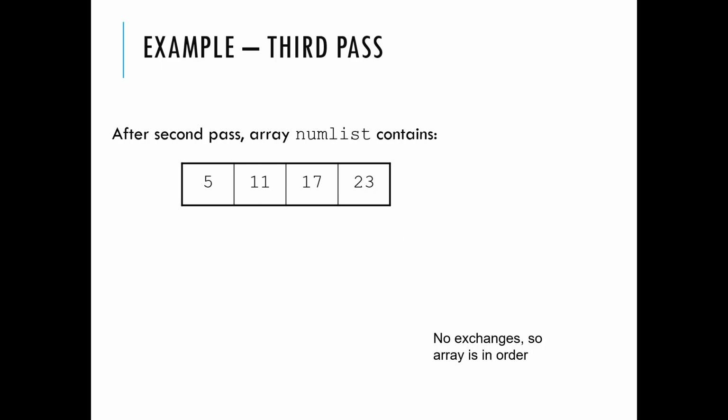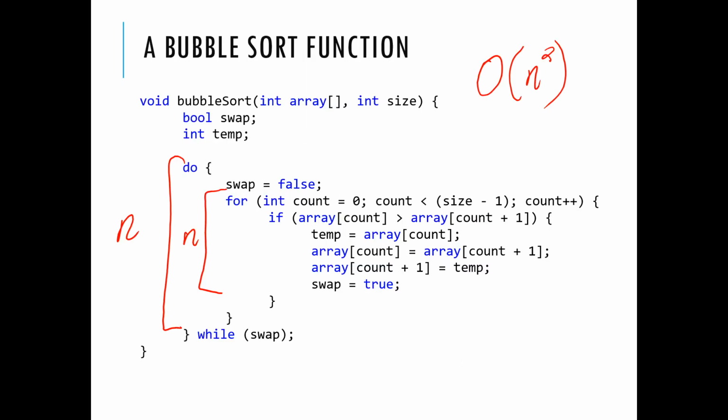So I have a flag every time I have to do a switch. I set the flag to say I've got to keep going, and then I'm done. So I have a swap flag, as in, did I do any kind of swap so far? I have a temporary variable so I can keep track of swapping two values around. I have a do while loop, so I'm going to keep on going while there's a swap.